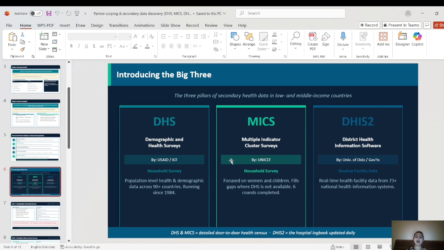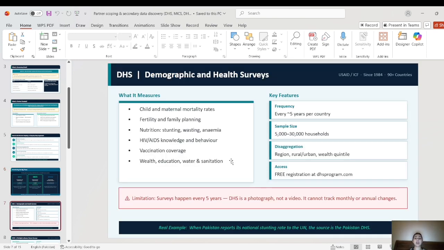So your DHS and MICS are detailed door-to-door health censuses, but your DHIS2 is basically the hospital logbook, which is updated day by day. Then you have your DHS, your Demographic and Health Surveys. What it measures: child and maternal mortality rates, fertility and family planning, since it's door to door, nutrition, whether it's stunting, wasting, anemia, or anything else, HIV/AIDS knowledge and behavior, vaccination coverage, and wealth, education, water, and sanitation as well.